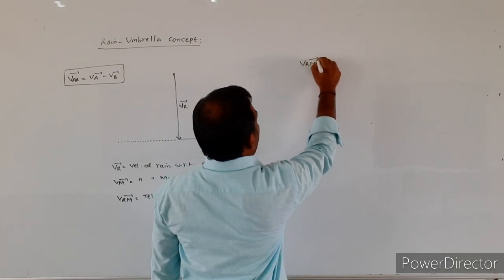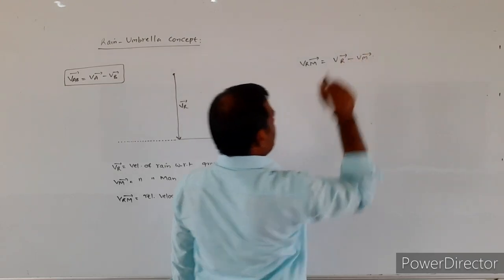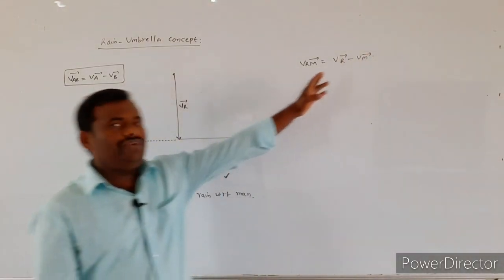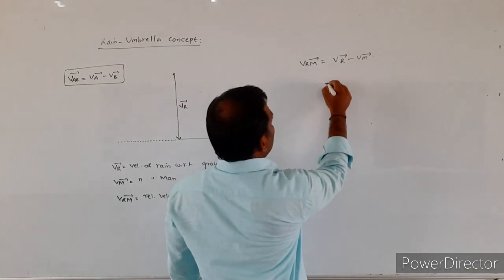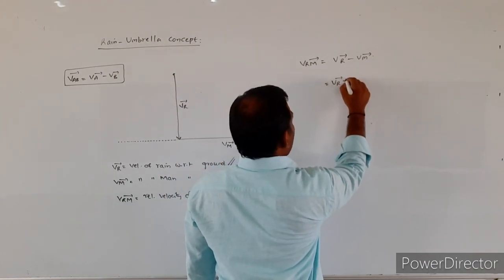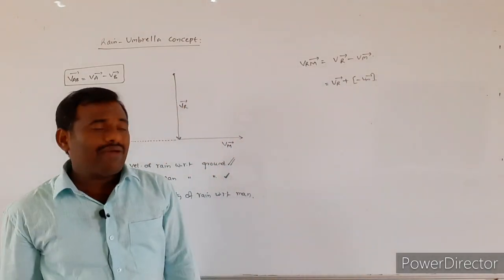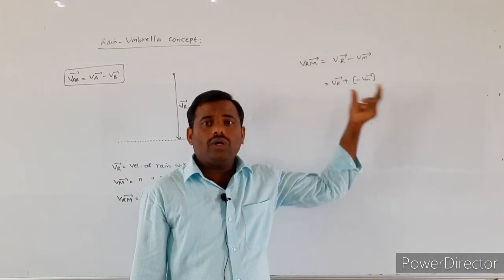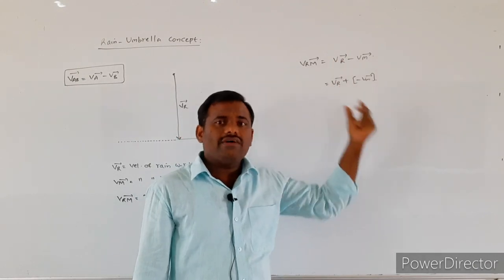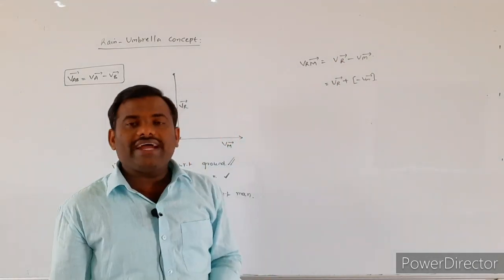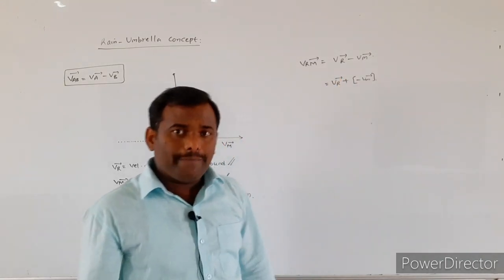According to the general notation, Vrm bar is equal to Vr bar minus Vm bar. This is the subtraction of two vectors. The same value can be written as Vr bar plus of minus Vm bar.